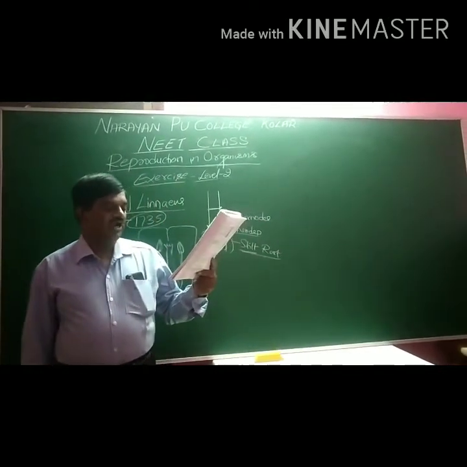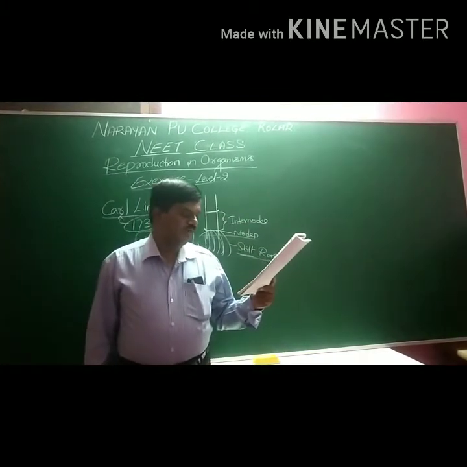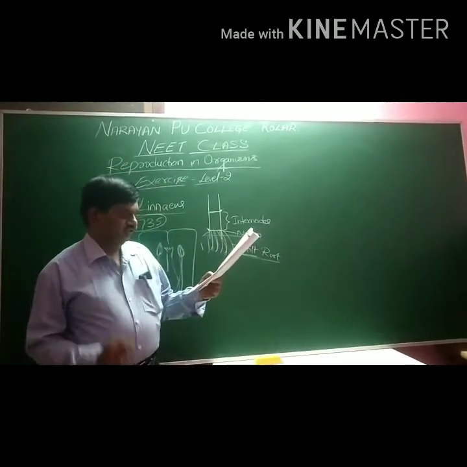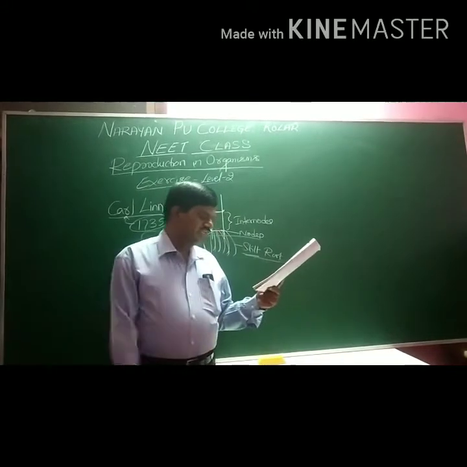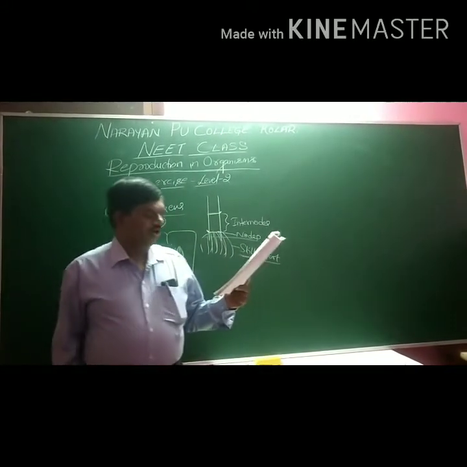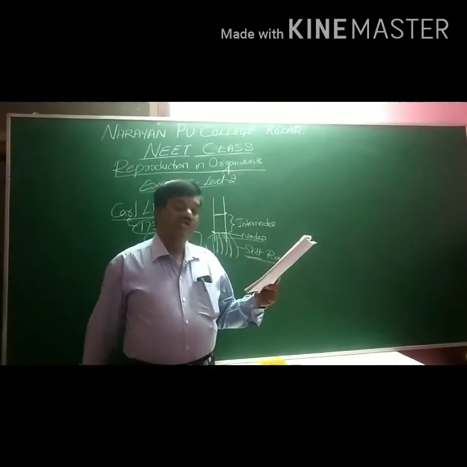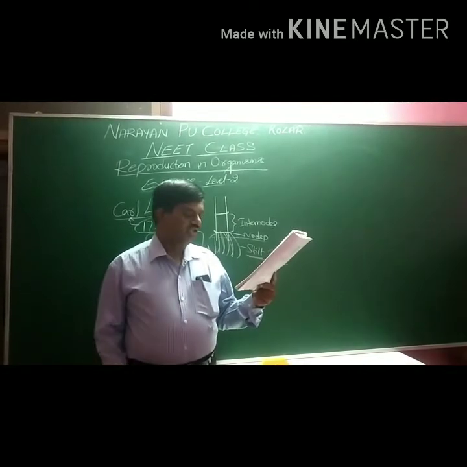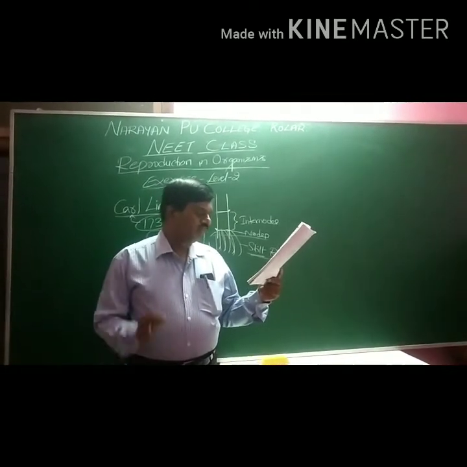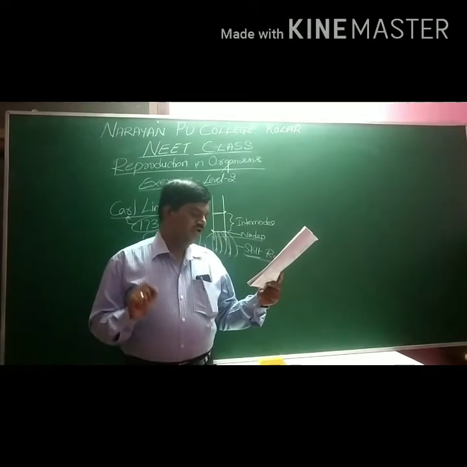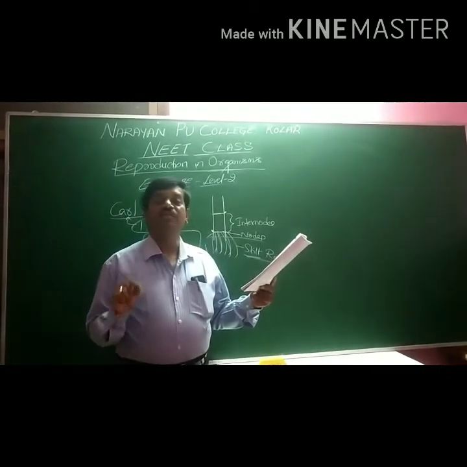Match column 1 and 2. Choose the correct combination from the given options. In column 1, he has given different types of reproduction, and in column 2, he has given the examples. I'll read out the right one. Conidia, the answer is Penicillium.